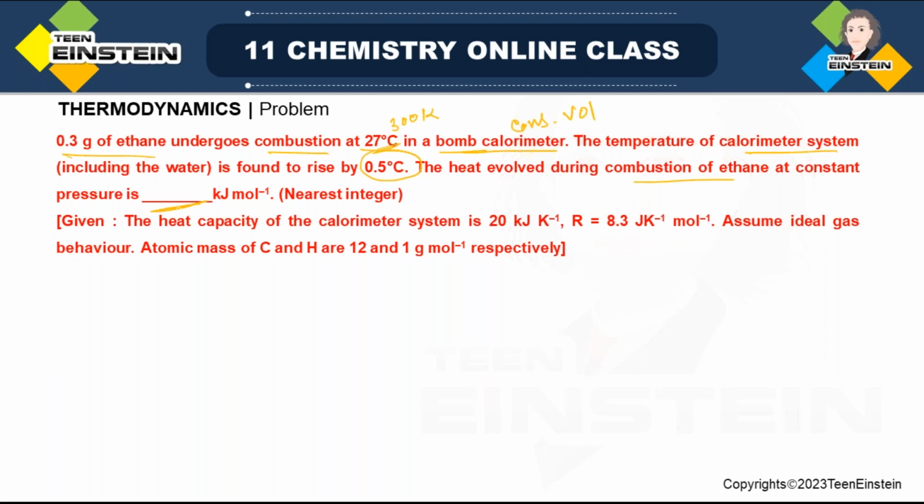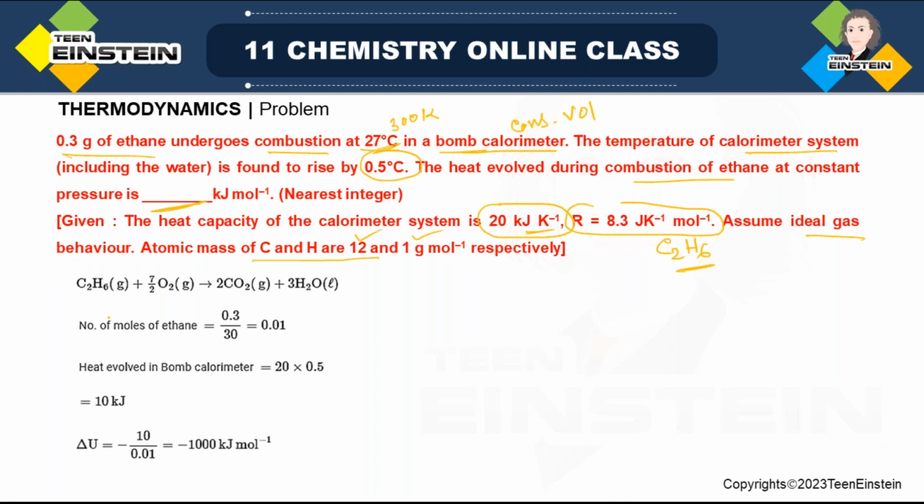Some more information is also there. Heat capacity of the calorimeter system is given as 20 kilojoule per Kelvin. Look at the unit, it is joule per Kelvin. So it is heat capacity, it is not specific heat capacity. R value we know, in SI it is 8.3, and we have to assume ideal gas behavior. Atomic masses of carbon and hydrogen are given as 12 and 1. Why is it required? Because C2H6 is involved. So if we want to know its mass, obviously these two atomic mass values you need, right?